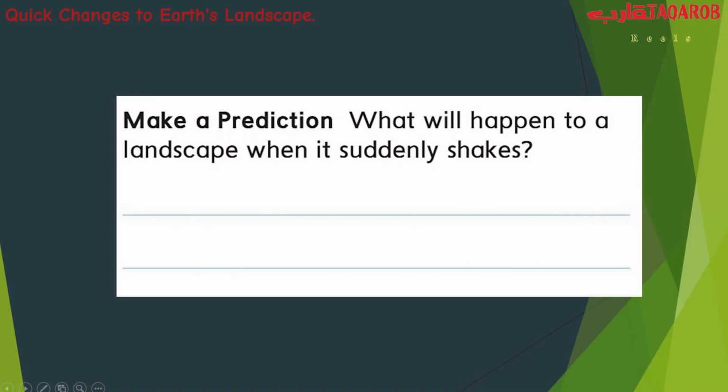So grade 2, we will start first with making a prediction. What will happen to a landscape when it suddenly shakes? So right here, what did you write while you were watching the video? And this is a sample answer. If you want to write it, it's correct. I think the dirt will spread and things will fall over. So the things will fall over.